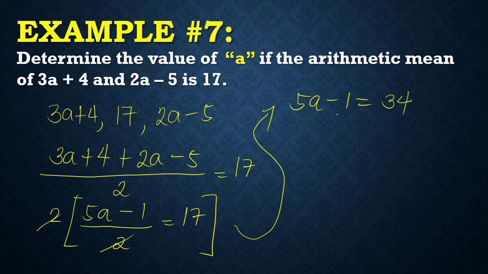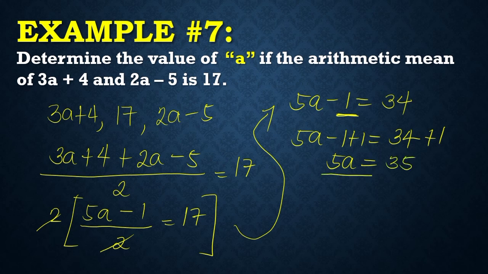And then negative 1, tanggalin natin dito sa left side naman, dalhin sa right side. So, mag-add tayo ng 1. So, 5a is equal to 34 plus 1, that is 35, all over 5. So, a is equal to 7. Now, i-substitute natin yung value ng a dun sa given terms natin. So, kung arithmetic mean nga talaga nila or is 17.